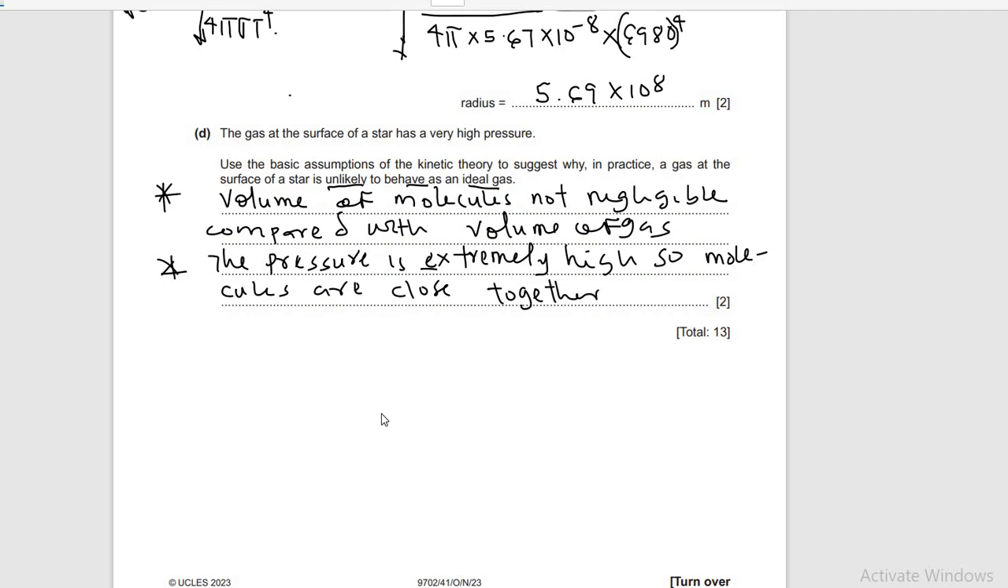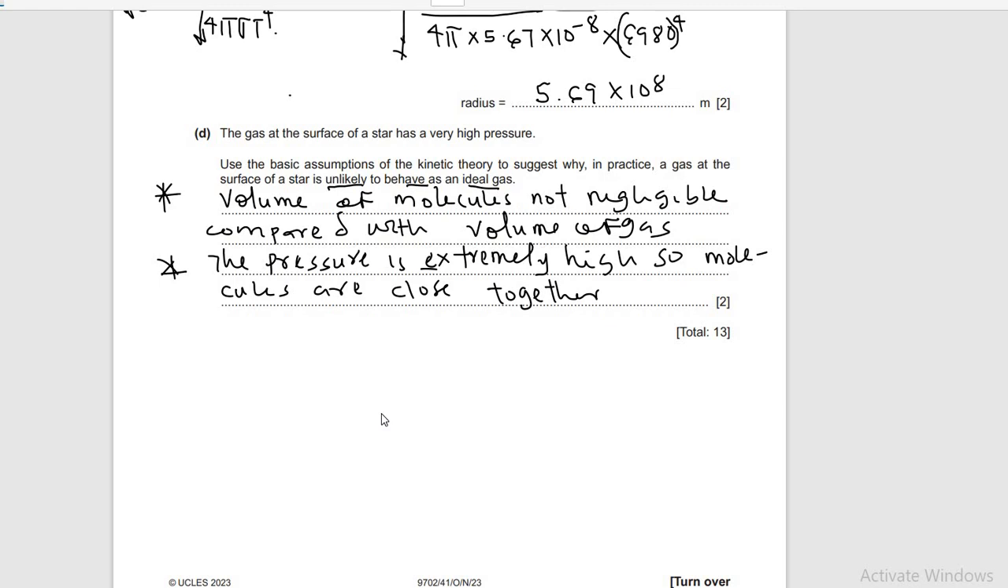is that, like my first point, the volume of the molecule is not negligible compared with the volume of the gas. If you remember, in the kinetic theory model the volume occupied by the gas molecules is negligible. Since the question said unlikely to behave as an ideal gas, I inverted it. The second one, I said the pressure is extremely high, so molecules are close together. The molecules are not supposed to be close together. If you remember, one of the kinetic theory assumptions is that intermolecular forces of attraction are negligible. Why? If particles attract each other over a long distance, what will happen? They will tend to clump together in the middle of the container.